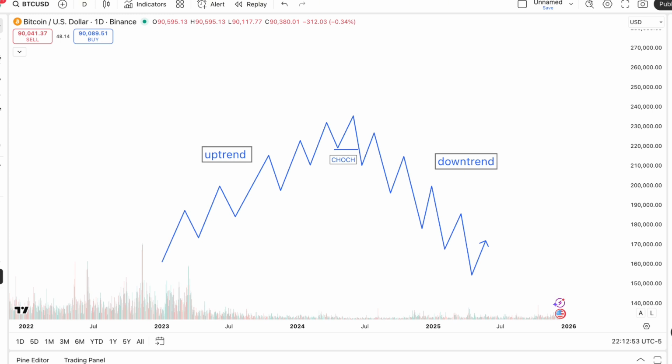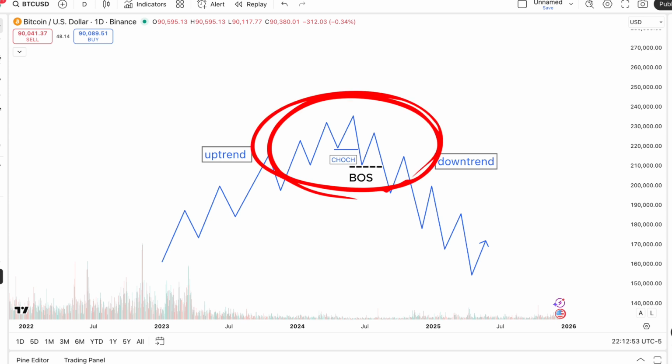An uptrend is just higher highs and higher lows. A downtrend is lower highs and lower lows. What really matters is, where does the behavior change? That's where CHoCH and BOS come in.